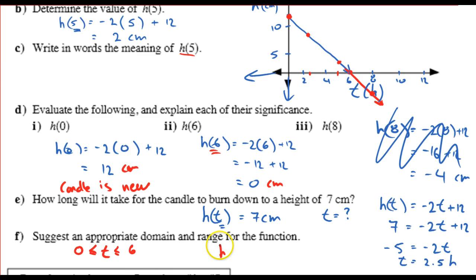And then h at t, which is the height of the candle, goes from 12, I believe. Yeah, 12 centimeters, obviously to 0, because that's when the height is 0.